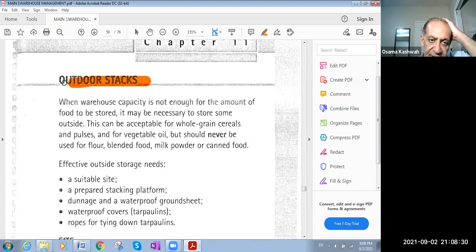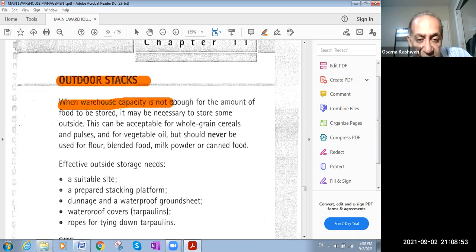Outdoor stacks. How about if we sometimes have outdoor stacks? We have some bags, including materials, that are not inside the store but outside. How will we deal with this?